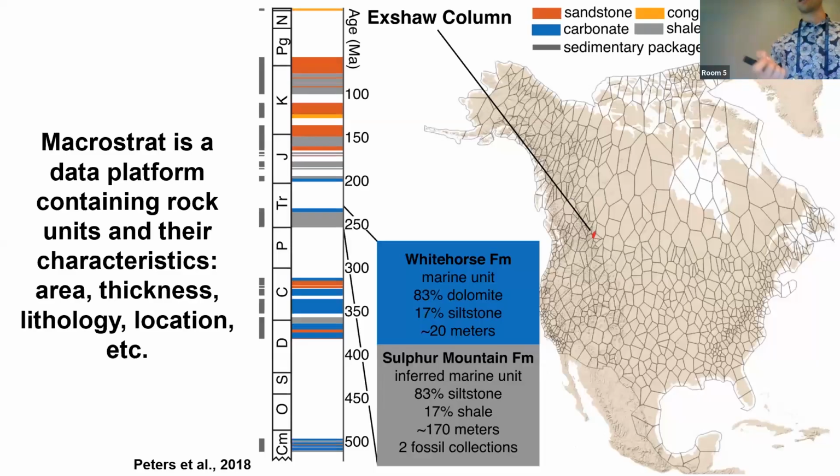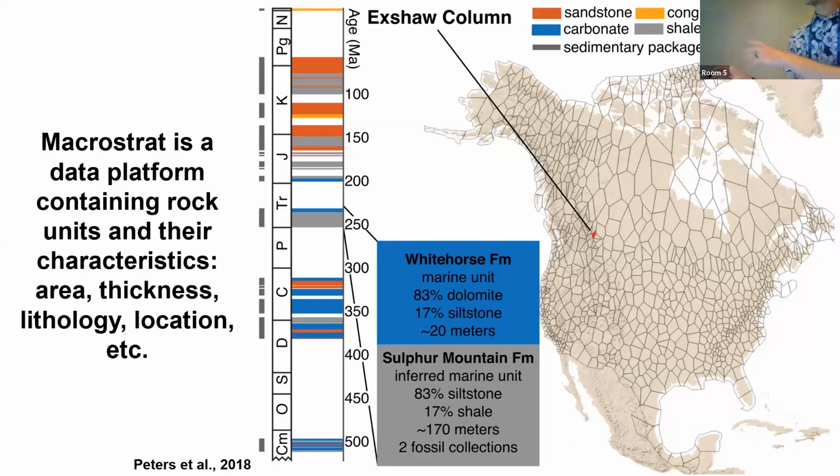All right, so again, Macrostrat is a data platform containing rock units and their characteristics. So it describes what the rocks are made of, right? So just saying there's a rock here isn't descriptive enough to be useful. We want to say, what type of rock is it? Is it sedimentary, igneous, or metamorphic? If it's sedimentary, is it carbonate, sandstone? Is it siltstone, mud, etc.